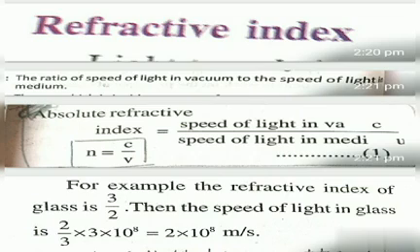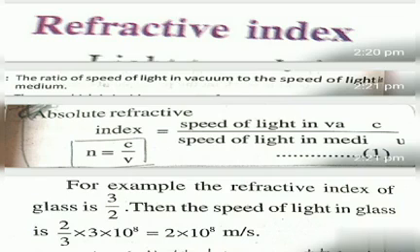Light travels in vacuum with a speed nearly equal to 3 × 10^8 meters per second. It is denoted by the letter c. The speed of light is smaller than c in other transparent media. Let v be the speed of light in a certain medium. Then the ratio of the speed of light in vacuum to the speed of light in that medium is defined as the refractive index n. It is called the absolute refractive index.